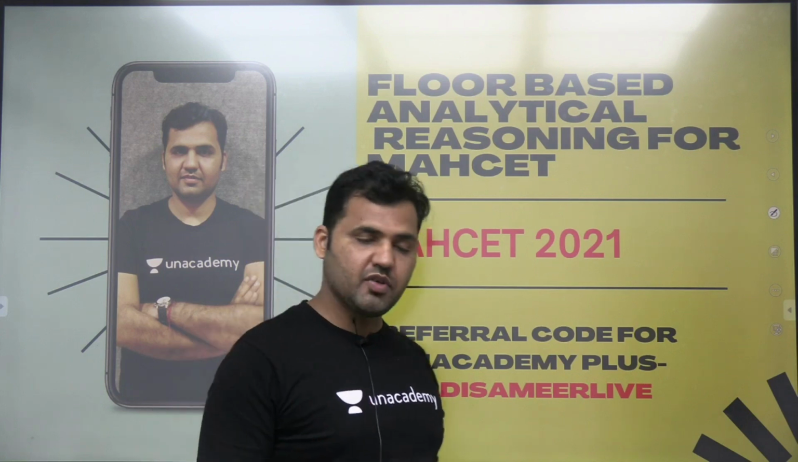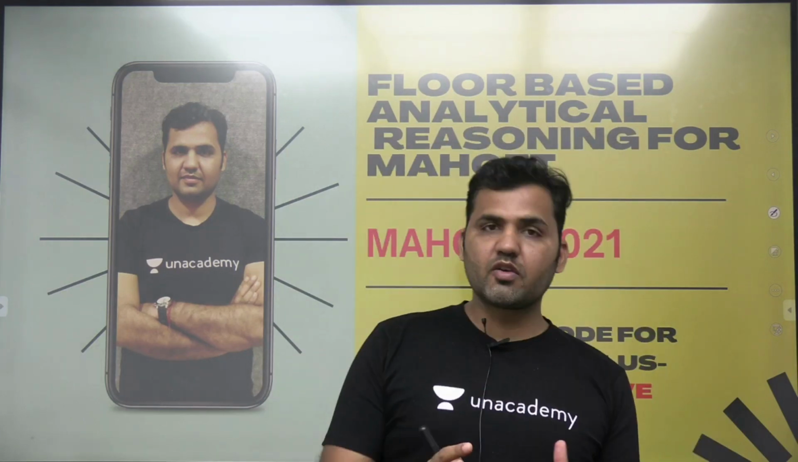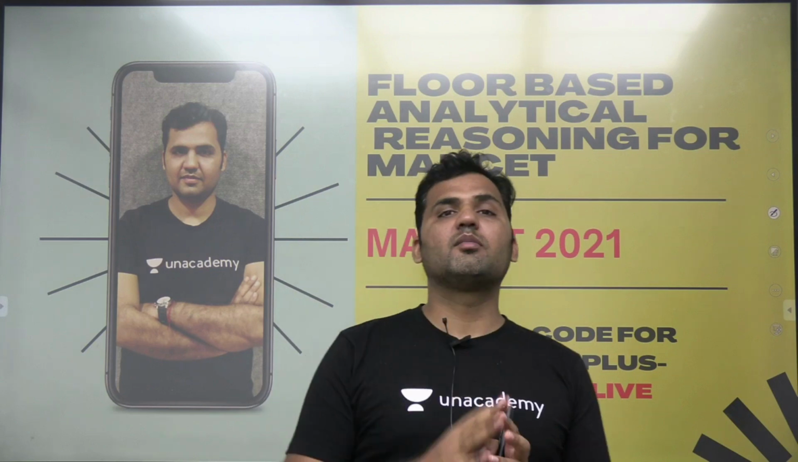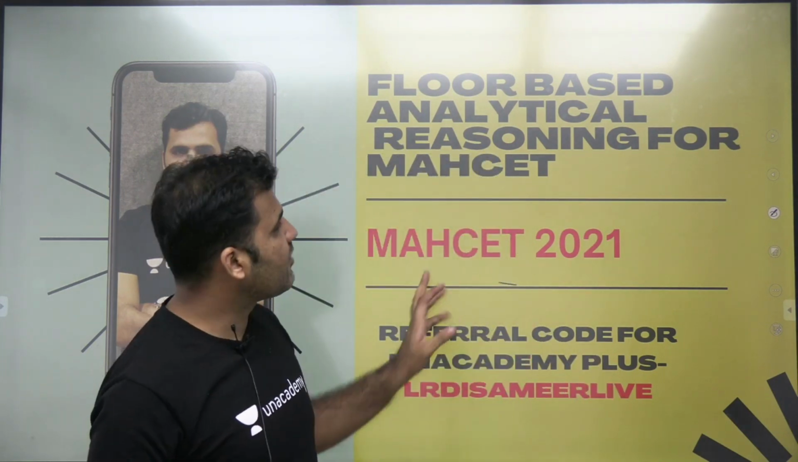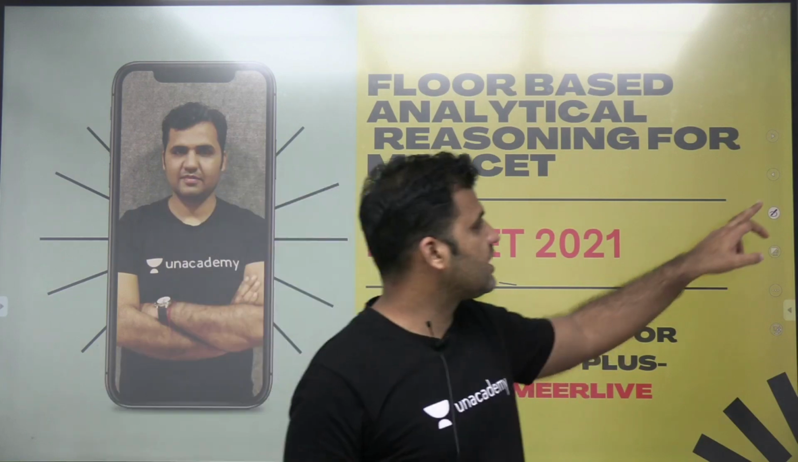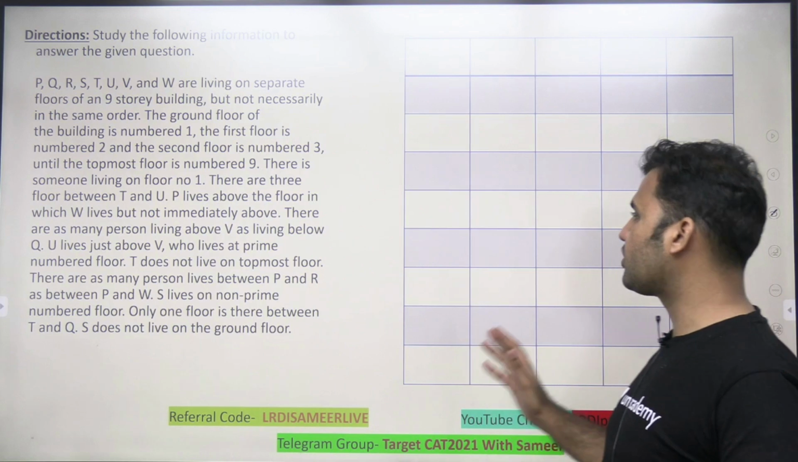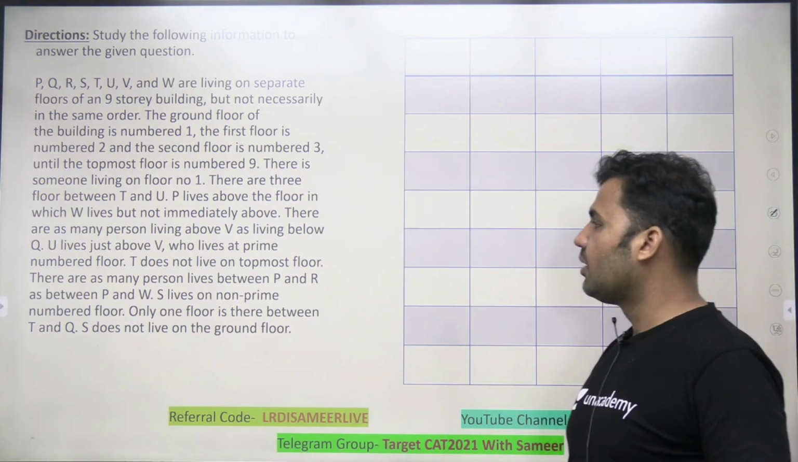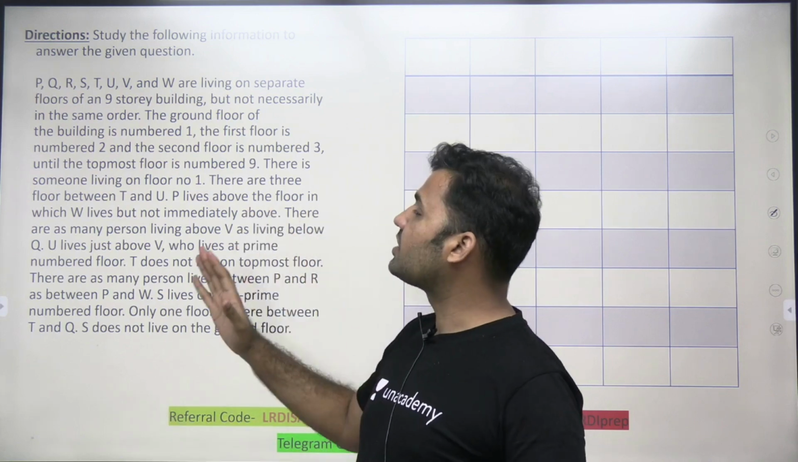If you analyze the previous year papers of Maharashtra CET, you will definitely find one set of analytical reasoning which is floor-based, where a set of people are given to you and you're supposed to arrange them on different floors with the conditions given in the question. The set that I'm going to cover with you today is slightly on the higher side of difficulty. It's a difficult set where you're supposed to make a number of cases, but you will get a whole idea of how to approach this set of floor-based analytical reasoning.